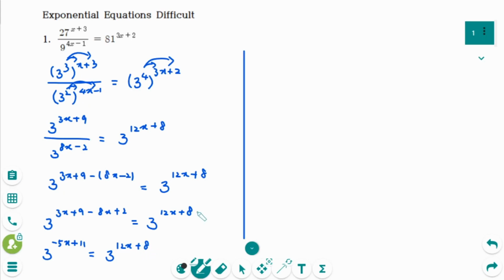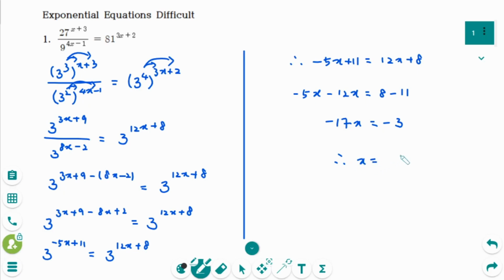Since the bases are the same, the exponents must also be the same. Minus 5x plus 11 equals 12x plus 8. Minus 5x minus 12x equals 8 minus 11. Minus 17x equals minus 3. Then divide by minus 17 on each side. Therefore, x equals 3 over 17.